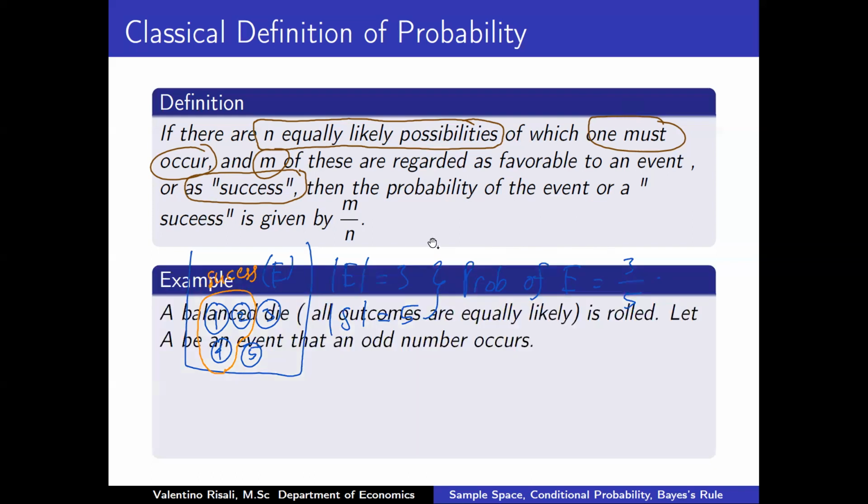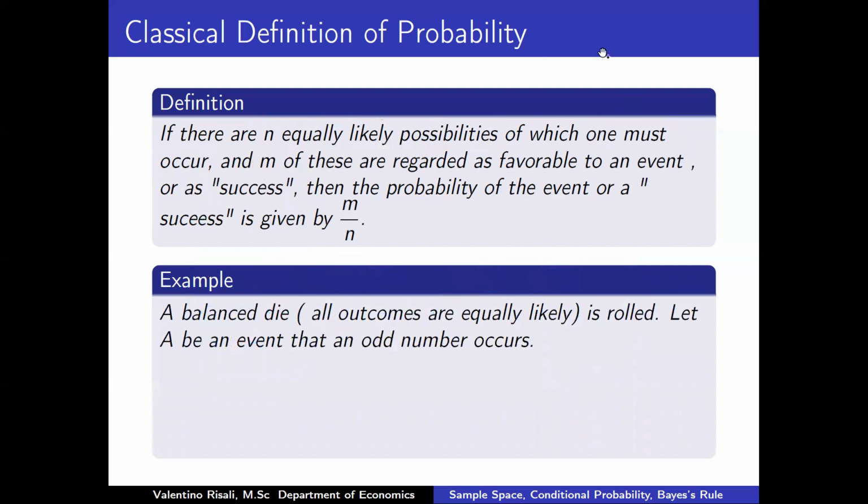And if we discuss our previous experiment, that is we roll a balanced die. A balanced die means all outcomes are equally likely, and then we set A to be an event that an odd number occurs, and then we count the probability of A. Can anyone answer this question? What is the probability of the event A?